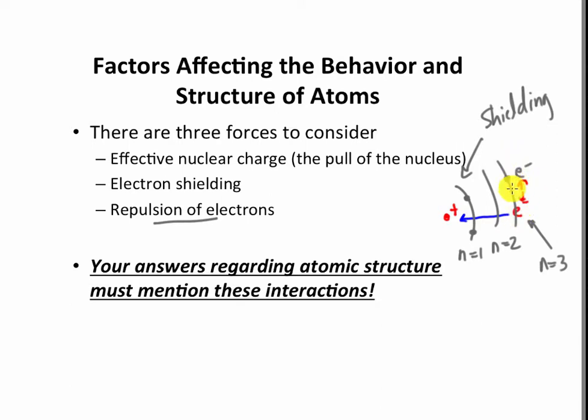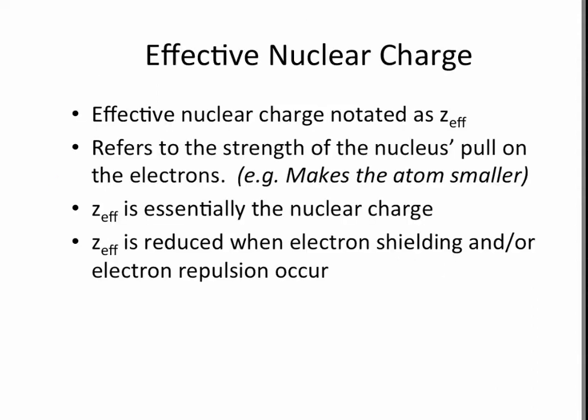So if I'm putting another electron in that same orbital, and that's what these things are representing, I'm putting electrons in the same spaces, so they're going to start repelling each other. Okay, so effective nuclear charge. Kind of already explained this.